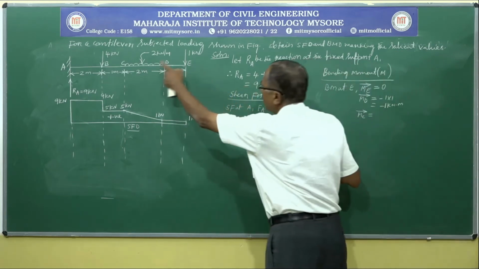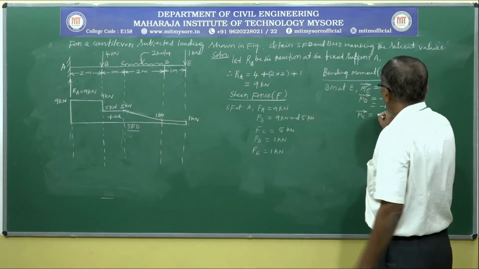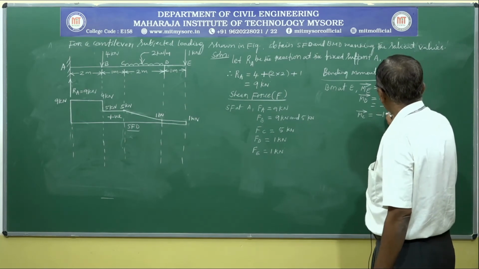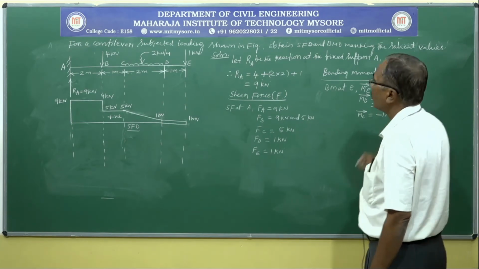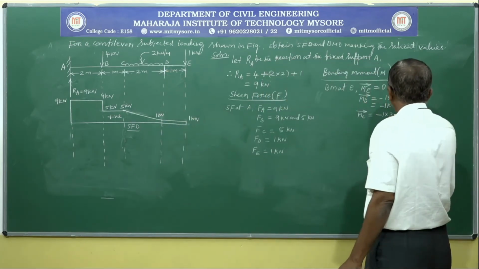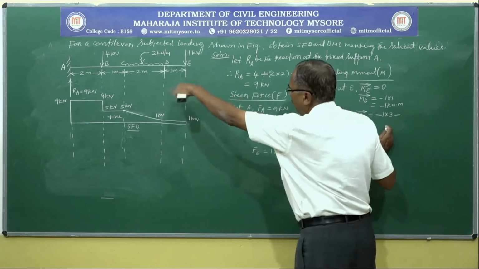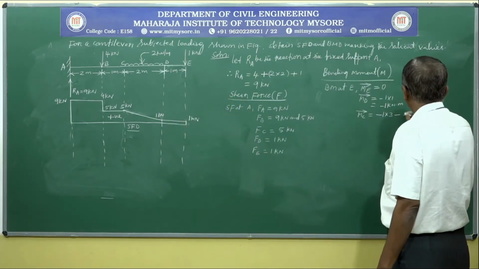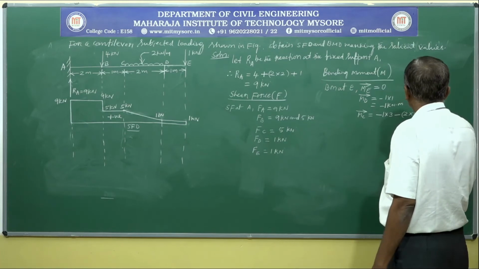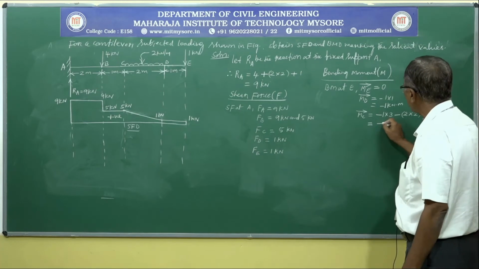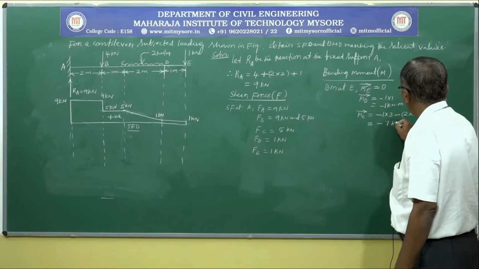Here a point load is there and UDL is there, and both are creating clockwise moment. Minus 1 into 2 plus 1, 3. Again this UDL creating clockwise moment, minus 2 into 2 into 2 by 2, that is equal to minus 7 kilonewton meter.